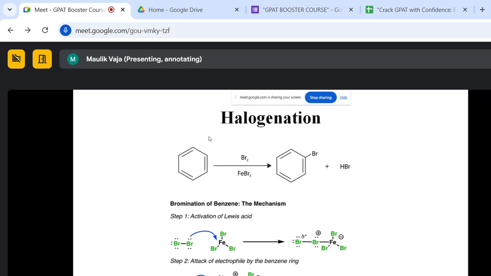Okay, so it is very difficult to form Br plus and Br minus from Br2. So what is the role of FeBr3? It increases the polarity of this Br-Br bond.